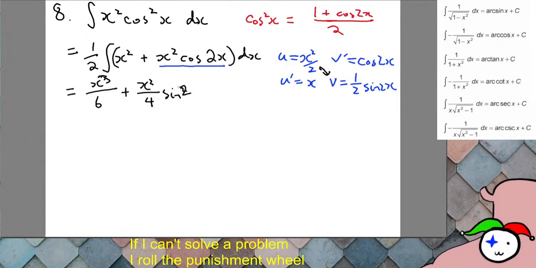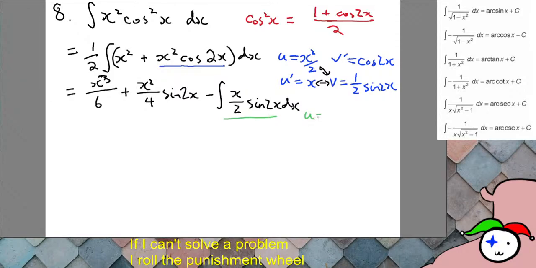Oh, sine, that looks like a square. Sine 2x, minus the bottom 2 integrated. So integral of x over 2 sine 2x. Now to solve this, we have to use another integral. Let's use a different color just to highlight it.